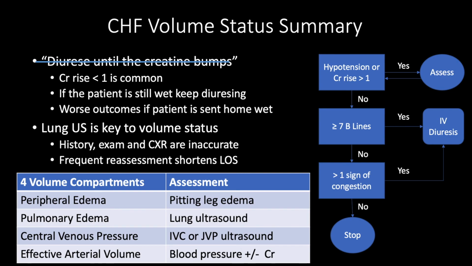Lung ultrasound is really key to the volume status exam, and it's really superior to your history exam and chest x-ray. And if you frequently reassess pulmonary edema with lung ultrasound, you can shorten length of stay. And when we think about volume status, again, it's more than just central venous pressure and inferior vena cava ultrasound. We need to think about what is their peripheral edema, what is their pulmonary edema, what is their central venous pressure, and what is their effective arterial volume, and grade these separately for a more nuanced approach.